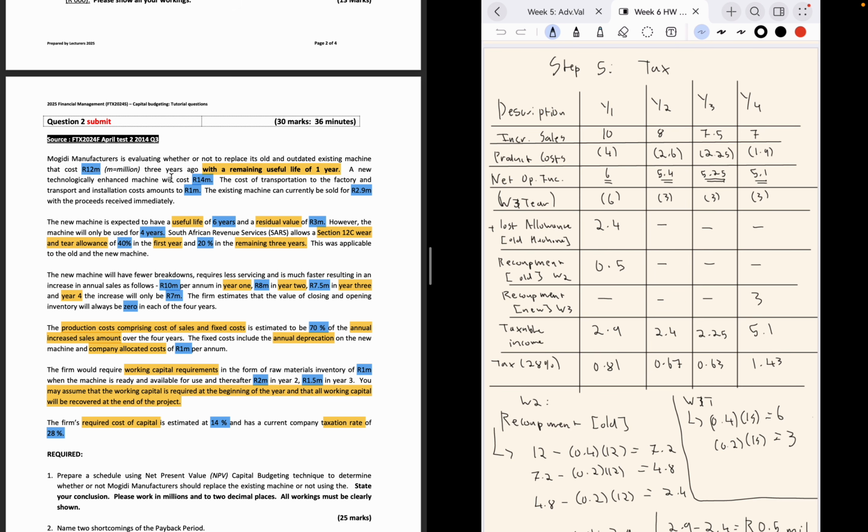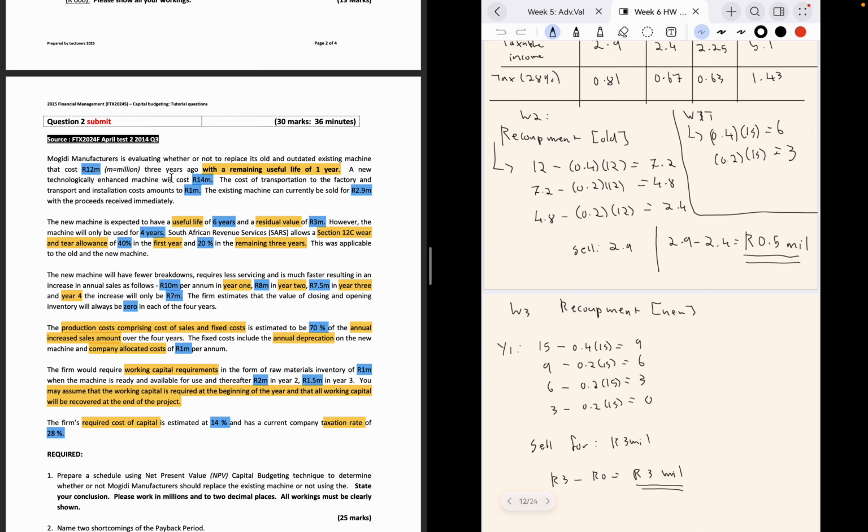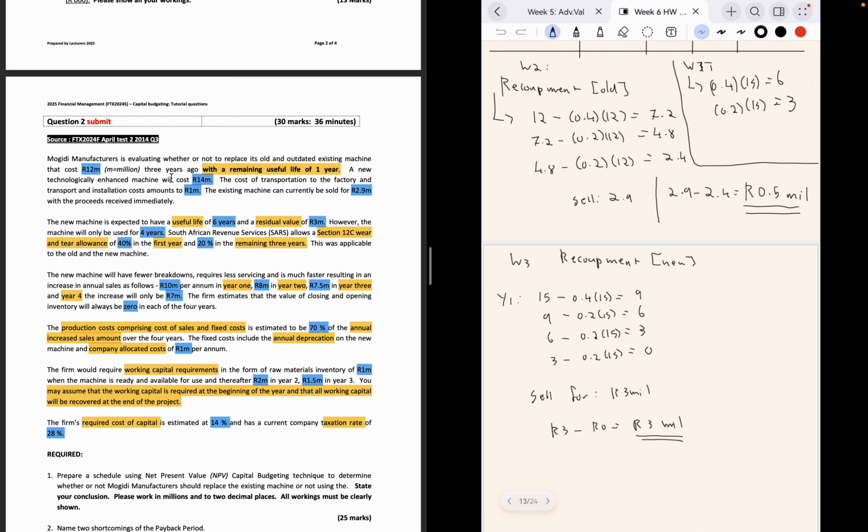And then year 4, same process, but we have recoupment of the new machine of 3. So that is to say, when we look at how we use the whole wear and tear allowance thing, in year 1, we say 15 minus 0.4 times 15, that gives you a value of 9. Year 2, you do that, gives you a value of 6. Year 3 gives you a value of 3. Year 4 gives you a value of 0.